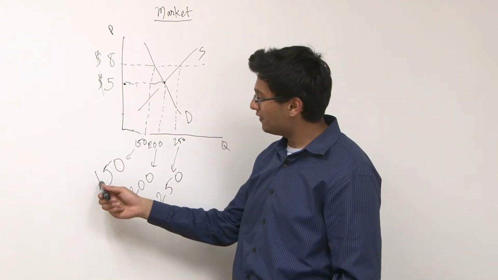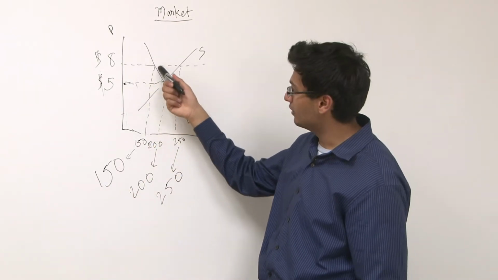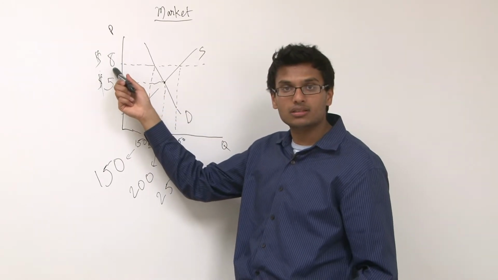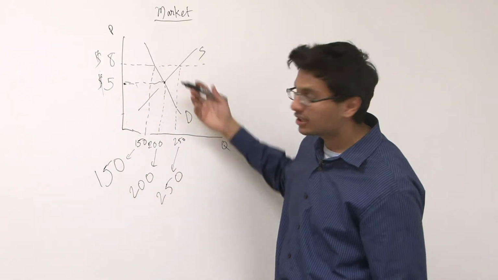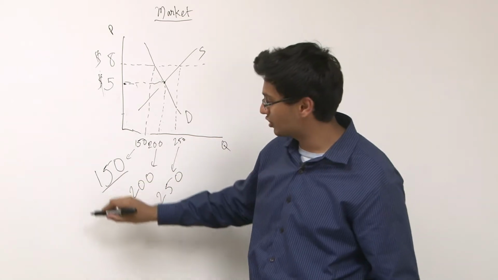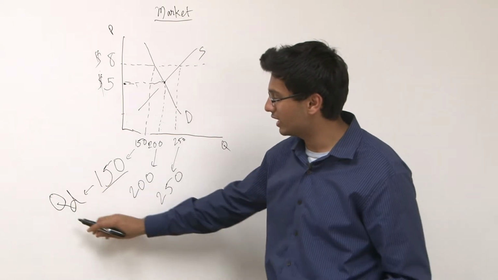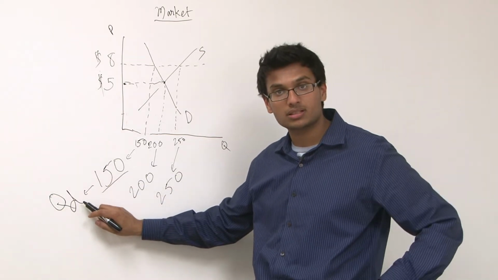This 150 number is the amount I've drawn from the demand line. At $8 in this competitive market, the customers are only demanding about 150 burgers. So this is the quantity demanded, noted by QD. Does that make sense to you guys?